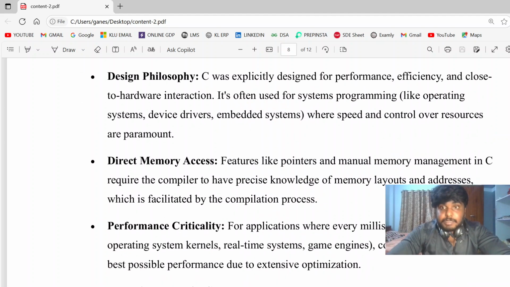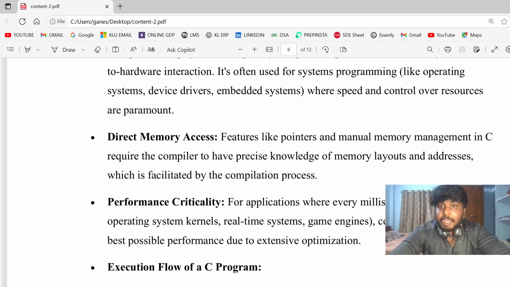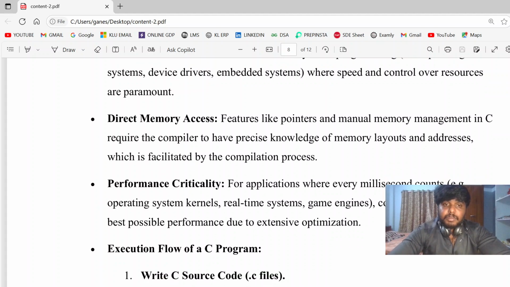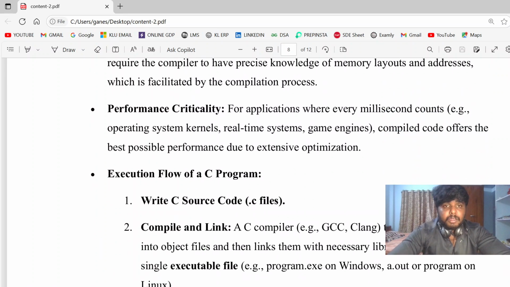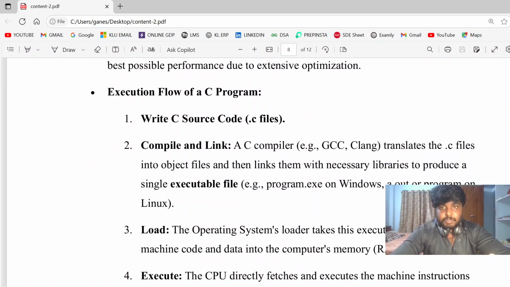Direct memory access, like pointers and manual memory management in C language, requires the compiler to have precise knowledge of memory layouts and addresses, which is facilitated by the compilation process. So it has more command over memory access. Performance criticality, execution flow: I have discussed this already.